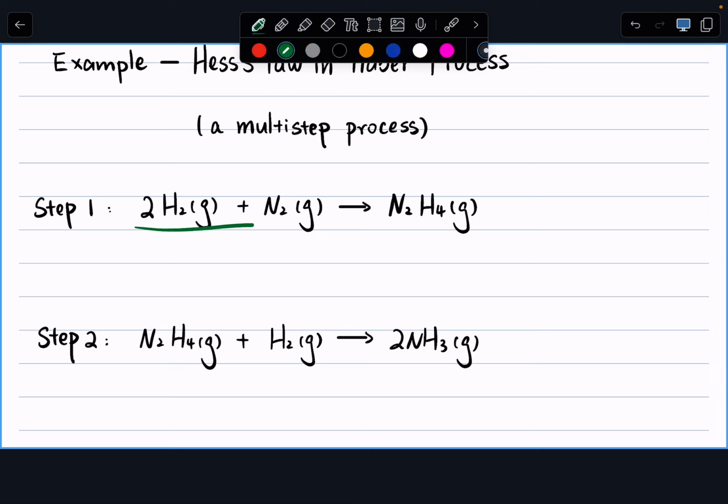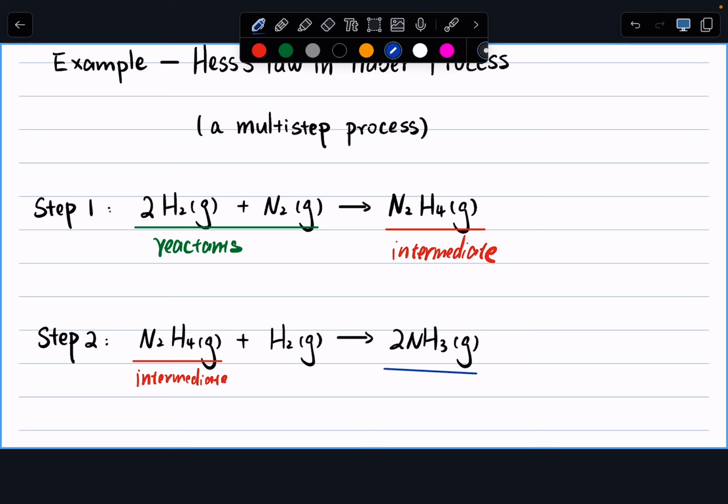Now in here, we have these two as my reactants. Your N2H4 is my intermediate. Likewise, the N2H4 on the bottom is being consumed. That's why it's an intermediate. And then your NH3 is your product. Your H2 is also a reactant.